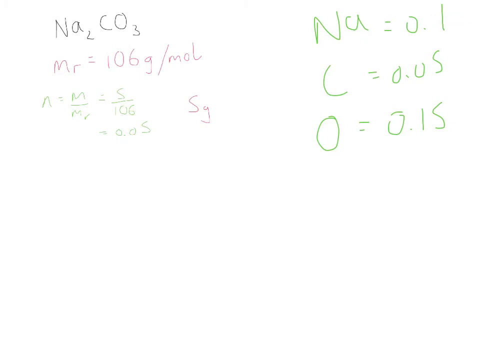But what about if they asked you the number of carbonate ions? CO3 2-. What if they asked you how many of them there are? Well, if you look at sodium carbonate, there is only 1 carbonate for every total molecule. So it's a 1-to-1 ratio. There is 0.05 moles of sodium carbonate, therefore there is 0.05 moles of carbonate ions.